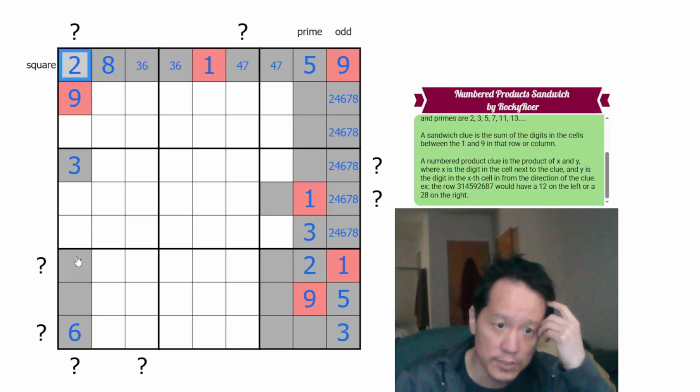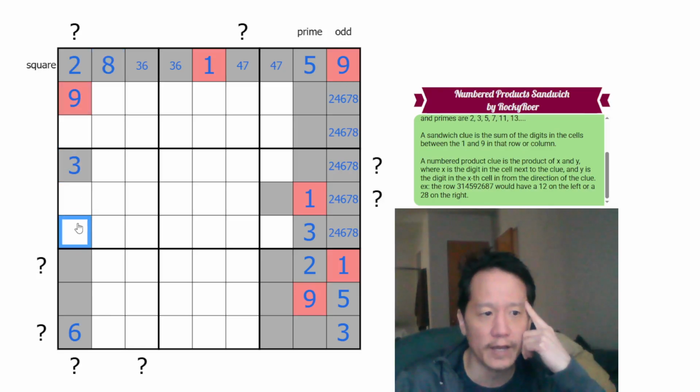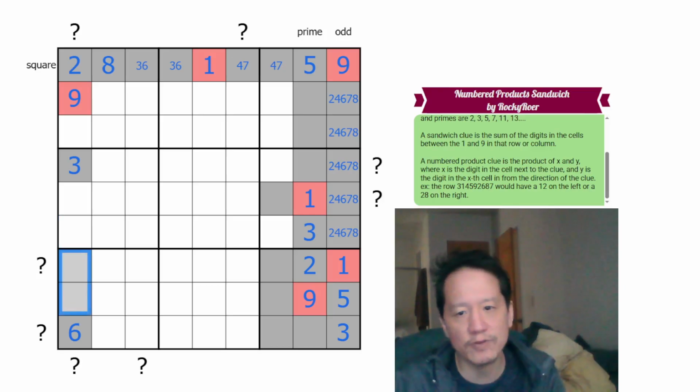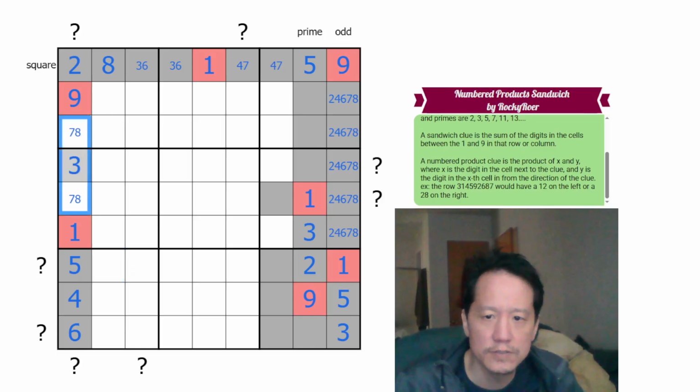Because it can't be 2, 7, can't be 3, 6. Obviously can't be 1, 8 because 1 is the bread. So it has to be 4 and 5. This can't be 5 because of this 5, so this must be a 4, and this must be a 5. This has to be a 1, and the remaining digits have to be 7 and 8 to add up to 18. And that works. So these are gray.